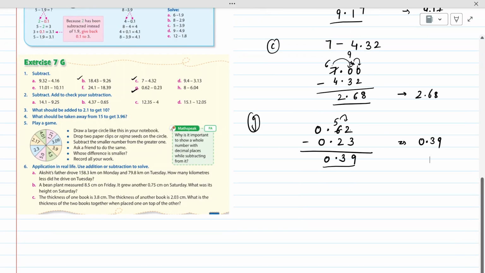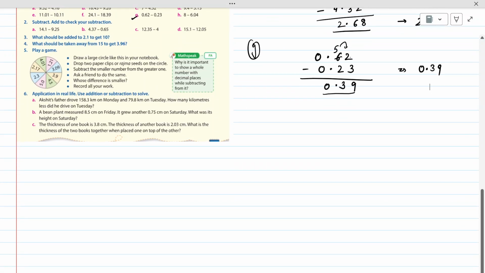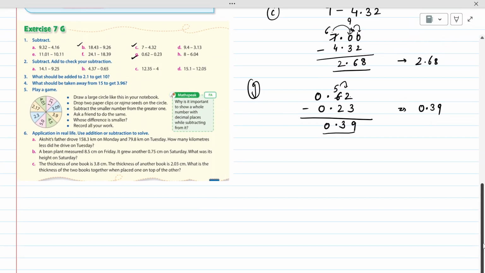Okay. Next, in the second question, we have to do the subtraction and then we have to check. And kids, we have done how we can check these things. That we did in grade 4. I am picking the first question here, A part, where we have 14.1 and we have to subtract 9.25 from this.